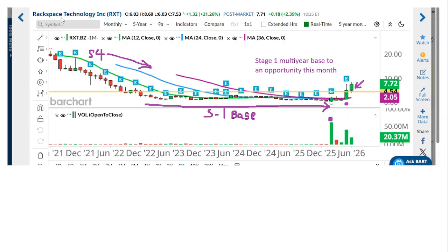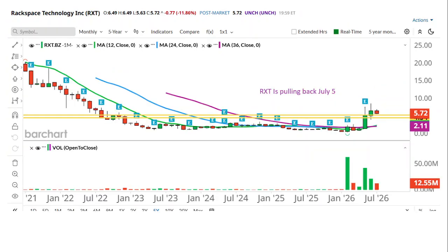Rackspace Technology, symbol RXT, stage 4 downtrend, stage 1 base, pretty tight price action. It looks like it's going to transition out of that base, right? On volume and moving up the right side of the chart. So what did I do? I look for an entry in Rackspace.